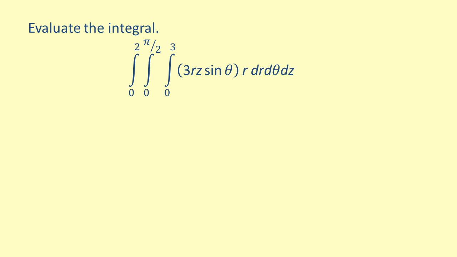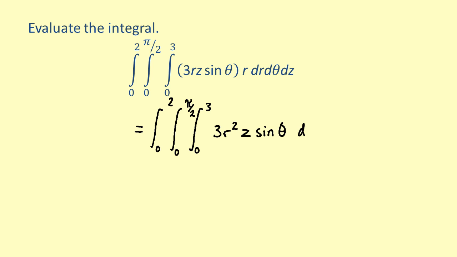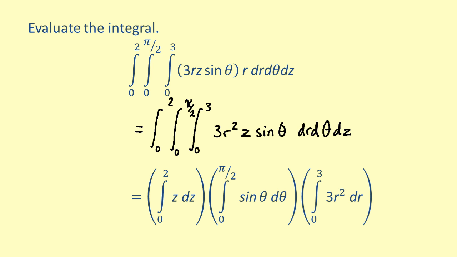Notice that we actually have two instances of r here, so we can rewrite this as the integral with respect to z from 0 to 2, of the integral with respect to theta from 0 to pi over 2, of the integral with respect to r from 0 to 3, of 3r squared z sine theta. Since each variable is independent of the others, we'll break this up into three integrals so it is a bit simpler to work with. Now we have the integral from 0 to 2 of z dz times the integral from 0 to pi over 2 of sine theta d theta times the integral from 0 to 3 of 3r squared dr. We can now evaluate each of these integrals individually and multiply the results to get our final answer.